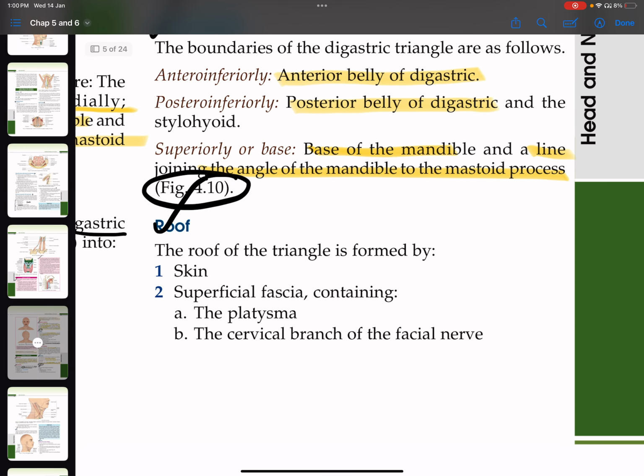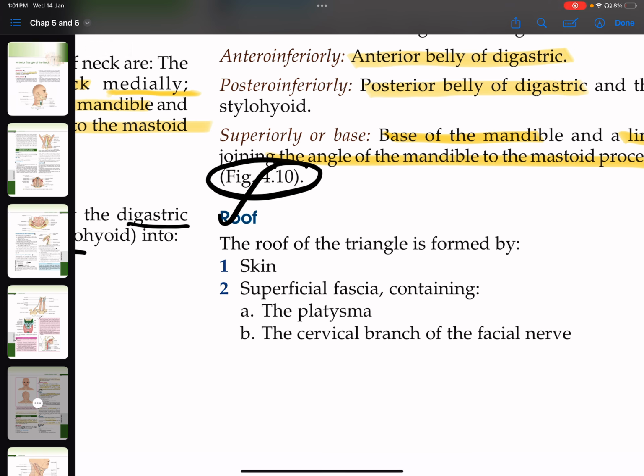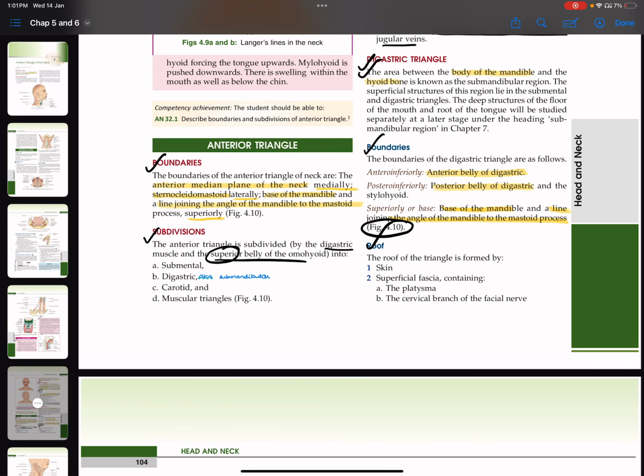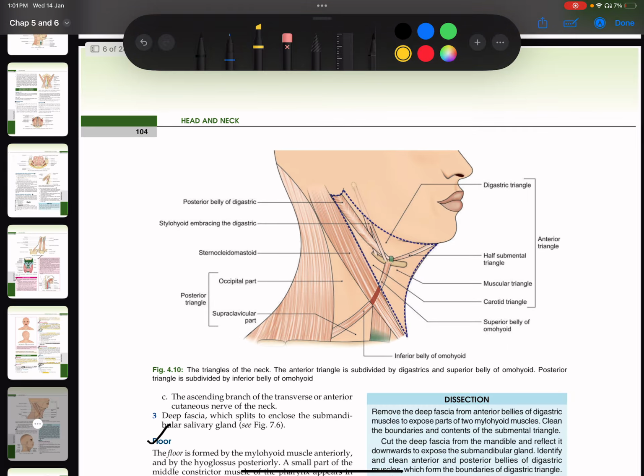Moving forward, roof. Roof of the triangle is formed by the skin, superficial fascia that contains platysma and cervical branch of the facial nerve. So, here there's nothing special because we already know that roof is formed by skin and superficial fascia. Now, superficial fascia has a platysma, right? We already studied that the superficial fascia of the neck has platysma. And platysma is innervated by the cervical branch of the facial nerve. So facial nerve has five branches. So the fifth branch is the cervical branch. So platysma is innervated by the cervical branch of the facial nerve. So we already know that.